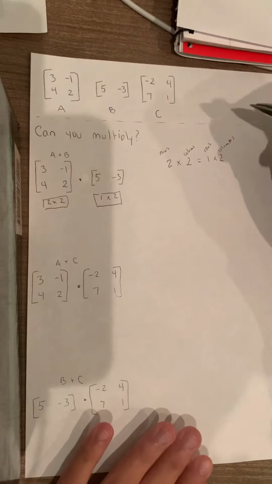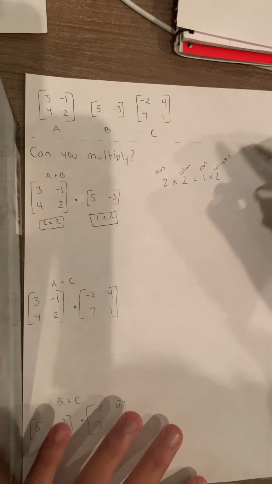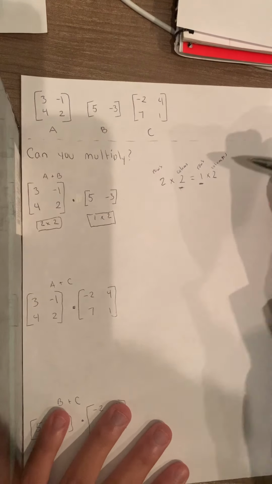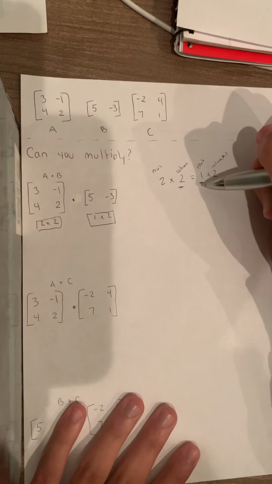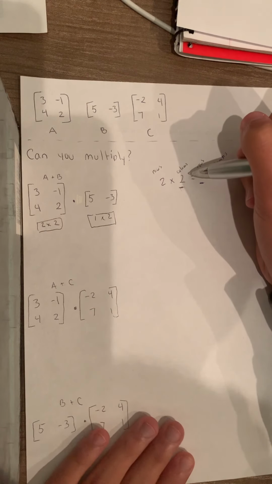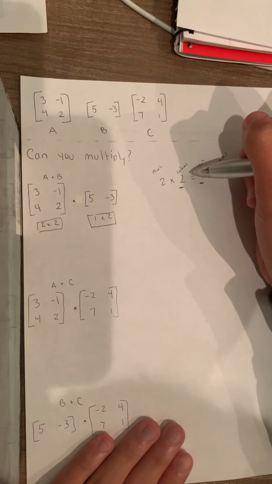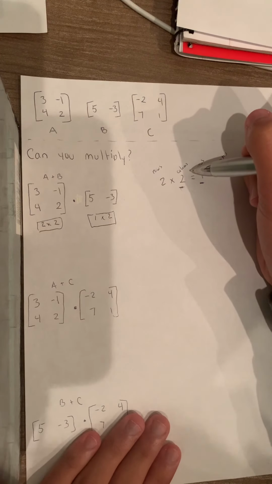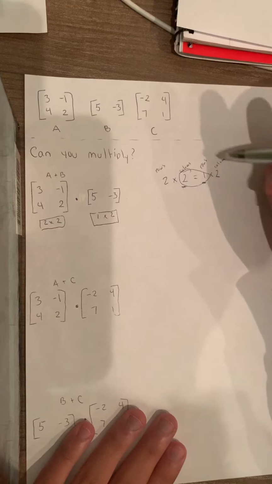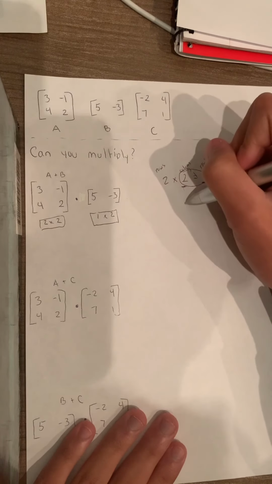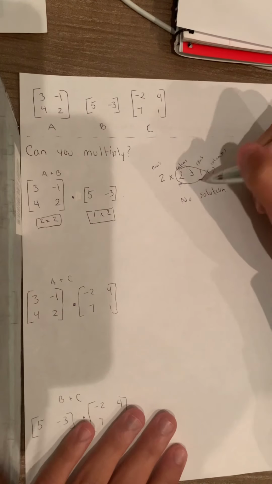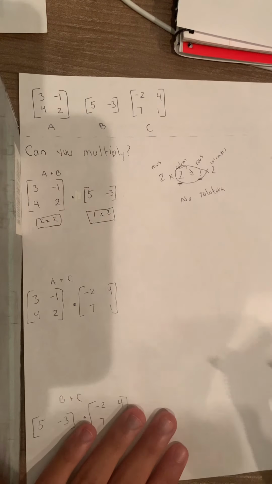Now, the first thing you want to look at is if these two numbers on each side of the equal sign are equal to each other. If they are, then you will get a matrix with a solution. However, in this example, these numbers are not equal to each other, so this does not work. There is no solution because these numbers are not equal to each other.